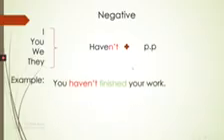I have one example here. You haven't finished your work. Haven't is followed by finished. Finished is the past participle of the verb finish.